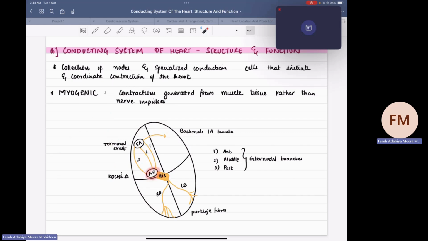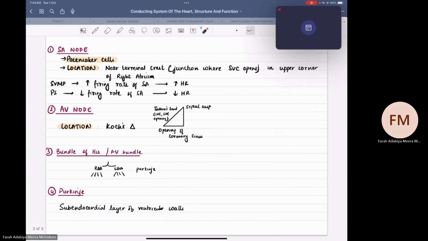Now, from the AV node, you have your bundle of His, that supplies the septum, or rather the membranous part of the septum, and then it divides into a right bundle branch and a left bundle branch, and each of these has smaller branches called Purkinje fibers that eventually supply the myocardium. The SA node is called the pacemaker because it is the most important in regulating your heart rate. It's where the impulses start. Where is it present? You already spoke about it: the terminal crest, in the right upper corner of your right atrium.